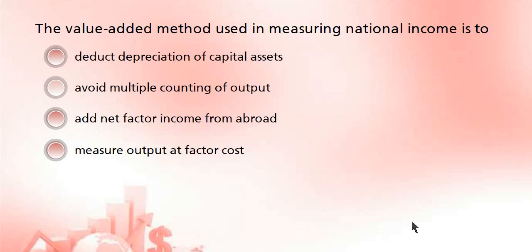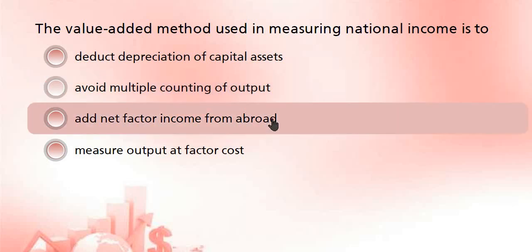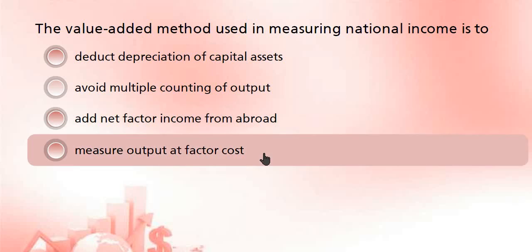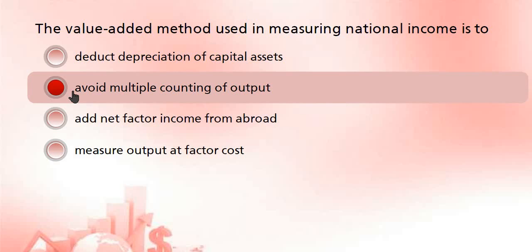Question 32. The value-added method used in measuring national income is to A. Deduct depreciation of capital assets, B. Avoid multiple counting of output, C. Add net factor income from abroad, D. Measure output at factor cost. So, when we talk about value-added method in the calculation of national income, it helps to avoid double counting. So the right answer would be B. Avoid multiple counting of outputs.